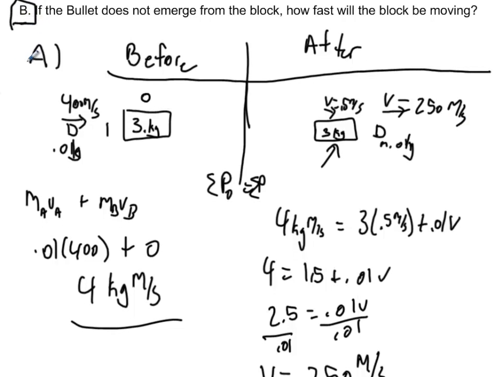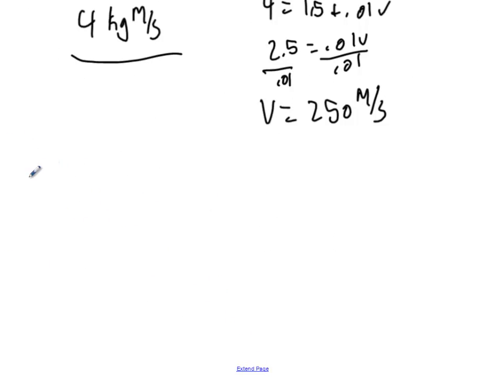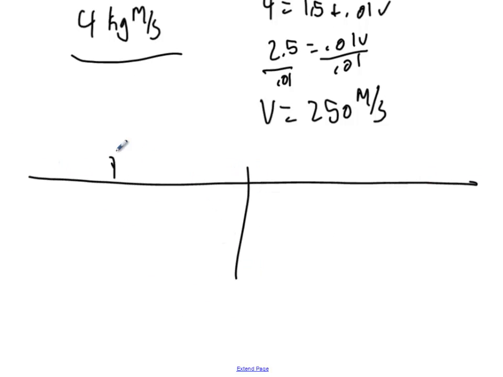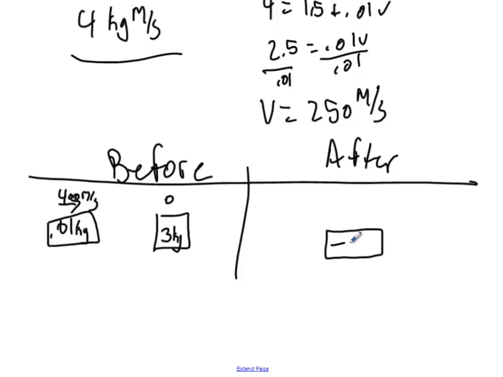Question B, if the bullet does not emerge from the block, how fast will the block be moving? So we still have all the same original information. So start this picture over, before and after, but now our after information is a little bit different. So I have a 10 gram bullet, which is really a 0.01 kilogram bullet, and it's moving this way at 400 meters per second. That didn't change. I have a 3 kilogram block sitting right here. That didn't change. It's at rest. However, it says afterwards the bullet is stuck in the block. Okay, and we'll come to that one in a minute.